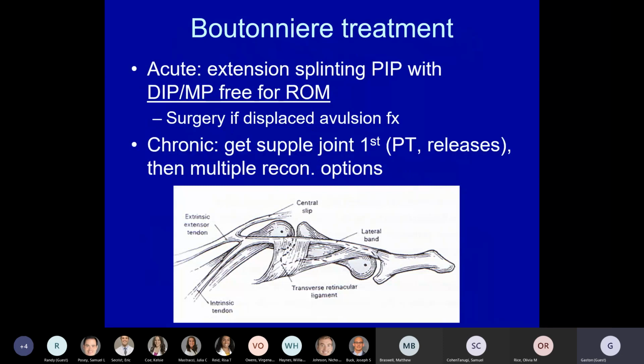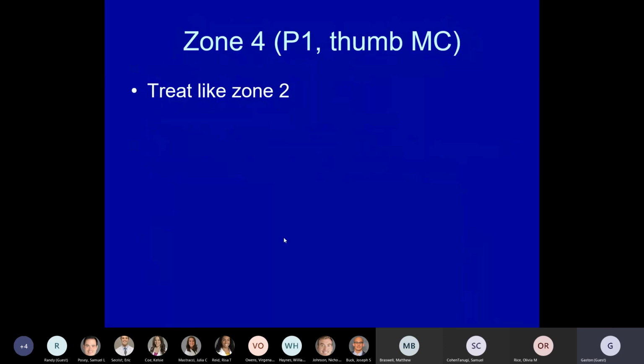Another OITE question would be a volar PIP dislocation. By definition, it injures the central slip. So if you see a volar PIP dislocation, be looking for a treatment of like reduce it and put the PIP in extension for 6 weeks. Or if it was unstable, fix the central slip. Or boutonniere would be a complication, things like that.